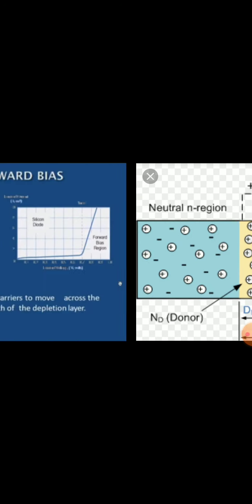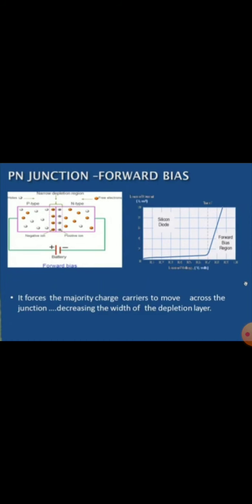So next one is reverse bias. What does reverse bias mean? When the external DC voltage is applied to the junction in a direction such that the potential barrier is increased, this type of biasing is called reverse biasing. Reverse biasing is the opposite of forward biasing.